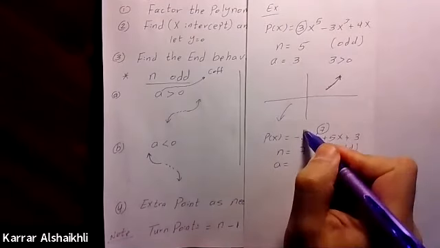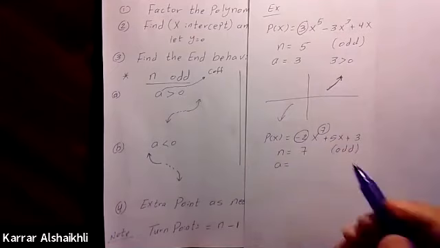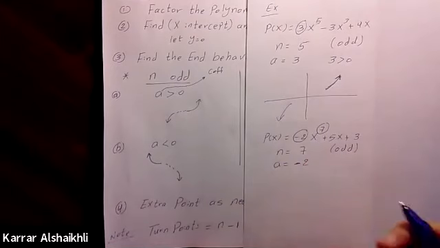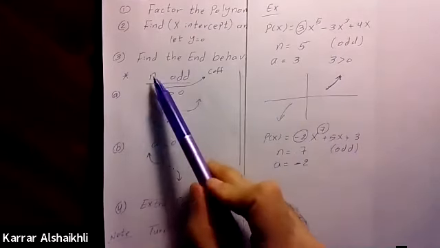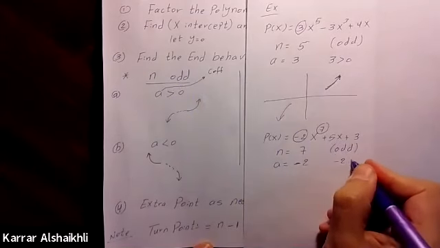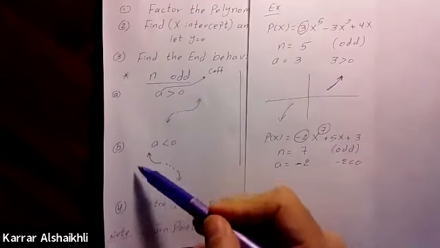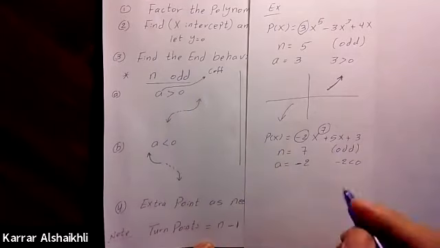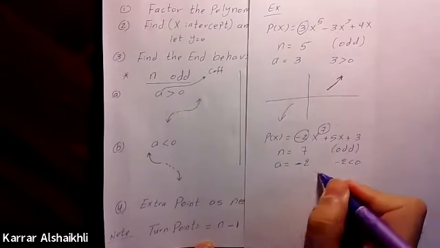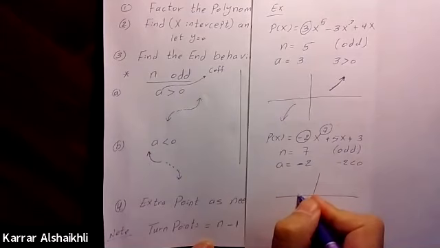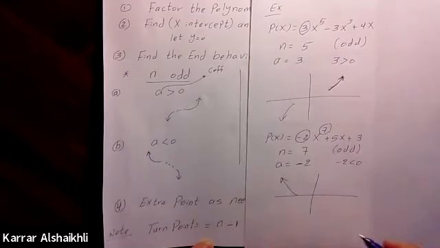The coefficient a, which is the number here with the large exponent, is negative 2. It's a negative number. n is odd, a is negative, negative 2 less than 0. That means I'm going to work with this side. Negative 2 less than 0. So my end behavior, when I graph my function, the left side goes up like this, and the right side goes down.